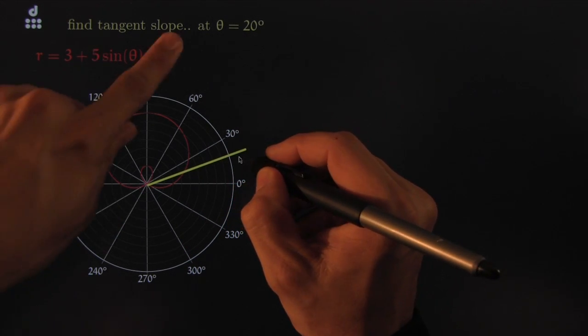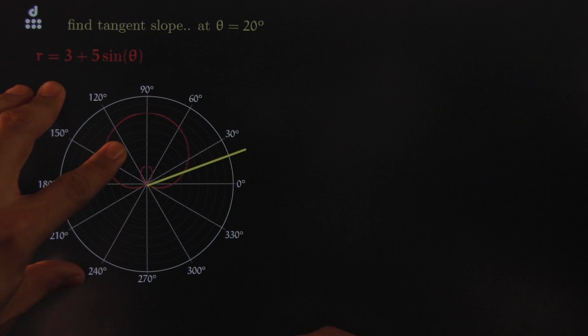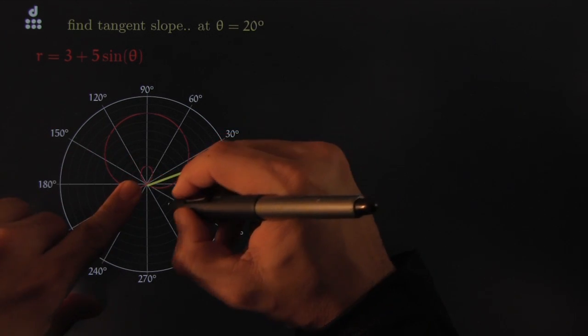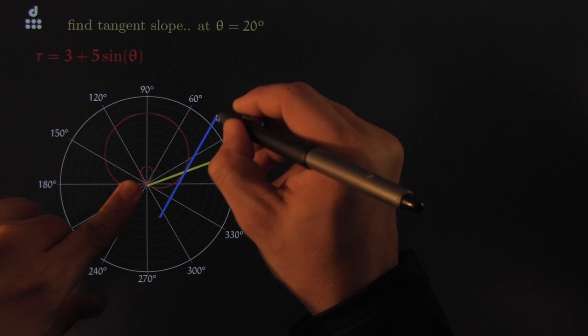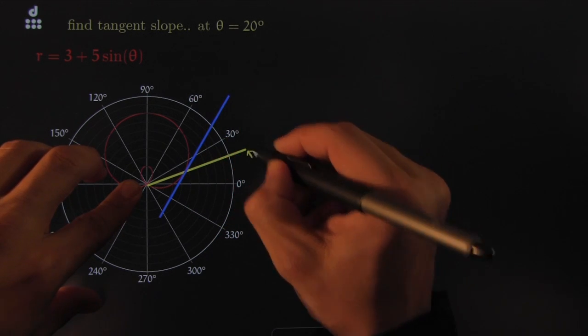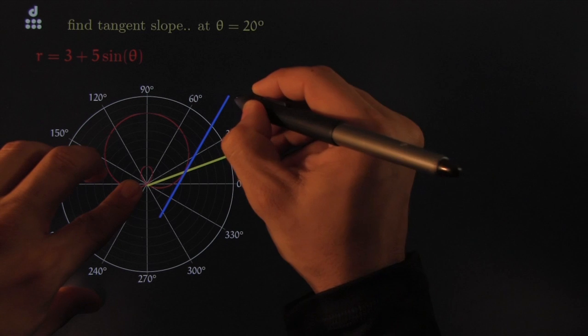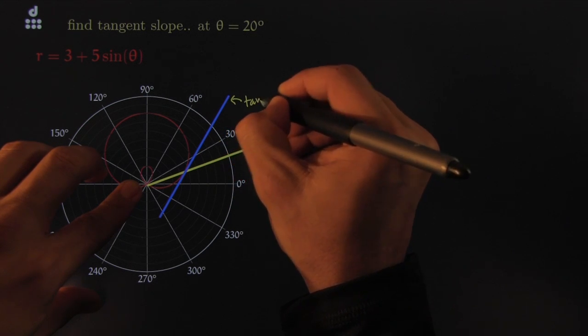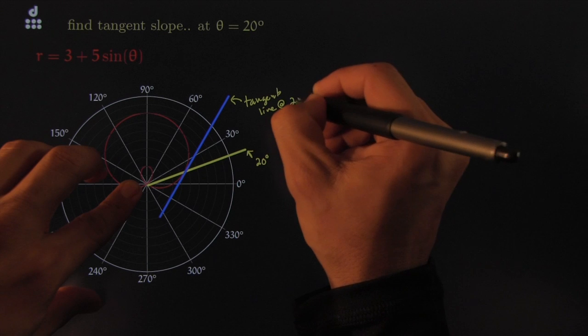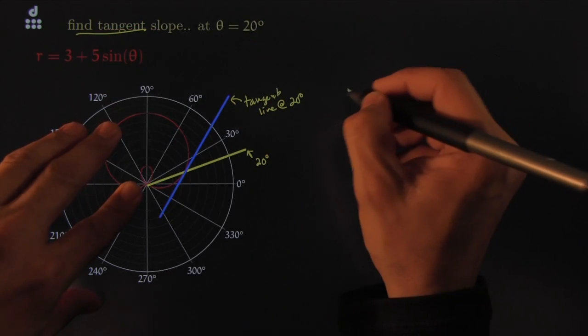And we're looking for the tangent slope. So we need to find a tangent line. Let's pick a different color like blue, and we'll draw a tangent line there. That tangent line would look something like that. And so here we have 20 degrees, and here we have the tangent line at 20 degrees.